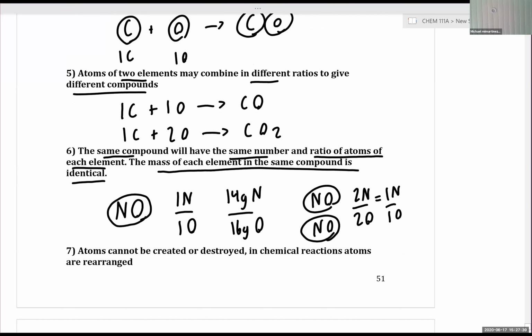Finally, atoms cannot be created nor destroyed. In chemical reactions, atoms are rearranged. This just summarizes all of the rules and laws that we've discussed so far in this chapter.